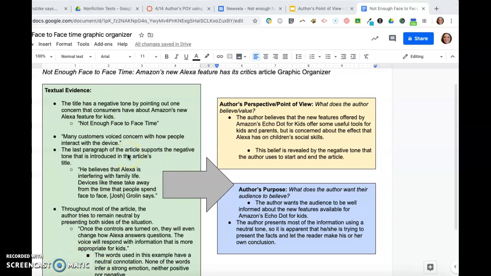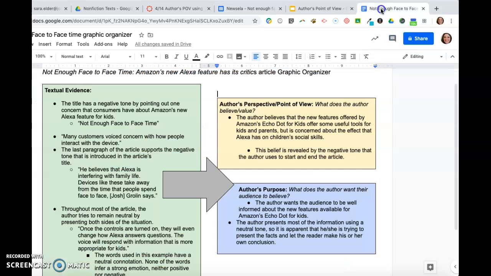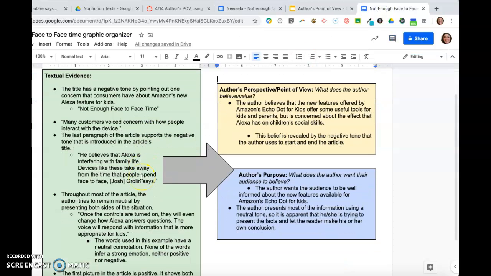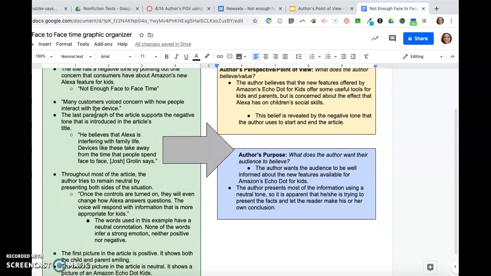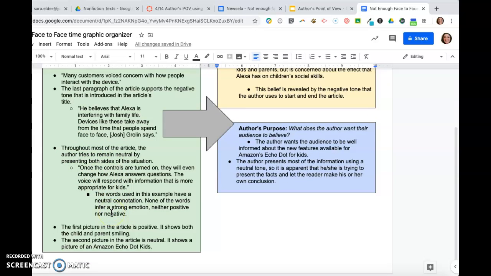I completed this graphic organizer for the article I just showed you that goes through textual evidence that I pulled out of the article. So those are things that I highlighted over here. And so I included the main examples of textual evidence that let me know that the author had a more negative tone towards the Alexa products. But I also pointed out how for the most part, the author did a good job staying neutral in presenting both sides of the issue.